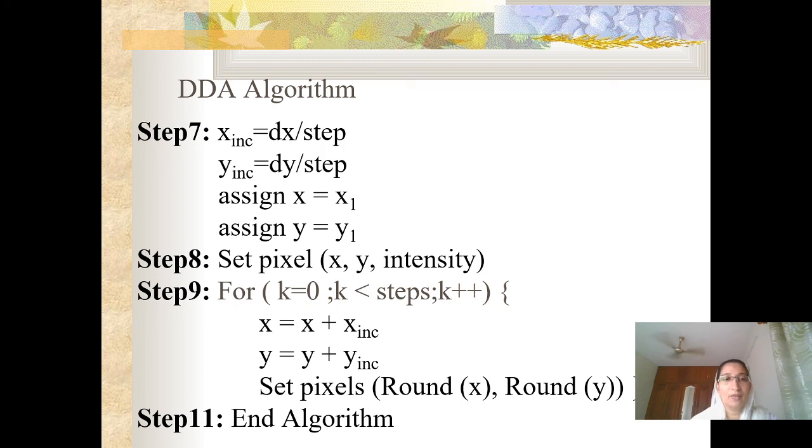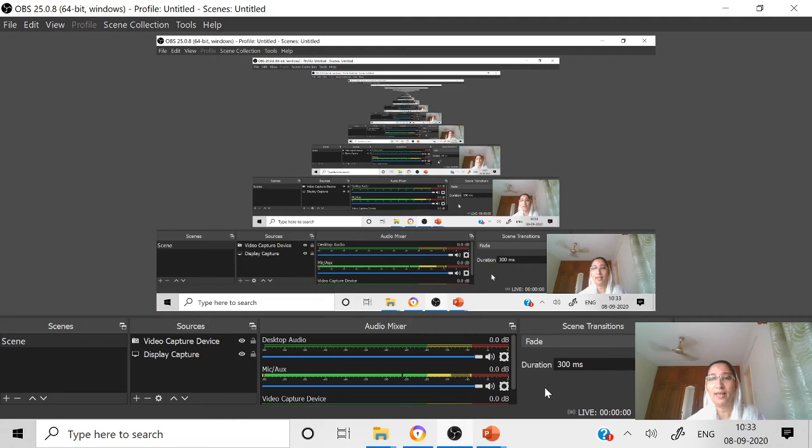Now step 9 is for k is equal to 0, k less than steps, k plus plus. That is, we are calculating all the intermediate pixels using the increment values calculated in step 7. That is, x is equal to x plus x increment, y is equal to y plus y increment, and set pixel of round of x, round of y, comma, intensity. In this step 9, we calculate all the intermediate pixels, and that is the end of the algorithm. So step 11 is end algorithm. So, this is the short summary of the DDA line drawing algorithm.